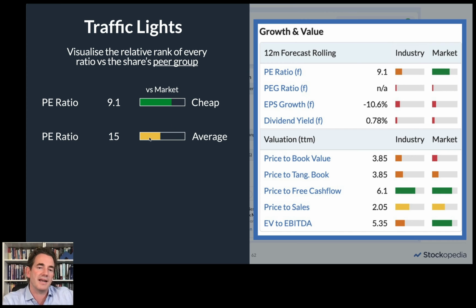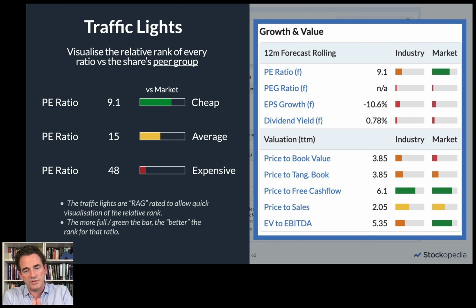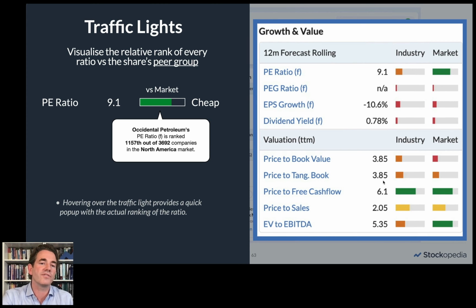If it was a bit less, it would be amber, and so a P/E of 15 might be average or worse. And if it was really expensive, a P/E of 48 or so, that's really, really very expensive, and you've got to make sure it's a really quality stock to keep hanging on to it. And that is a very, very powerful system because it really helps you very quickly scan key fundamental ratios and understand them against the rest of the market. And you really can't do that if you're just given the numbers like on most normal websites. So important to know. The other thing is if you hover over them, you get a nice pop-up which shows you the ranking set that rank is done against.